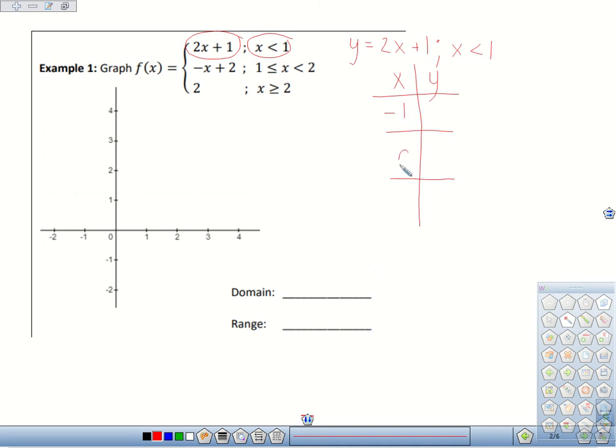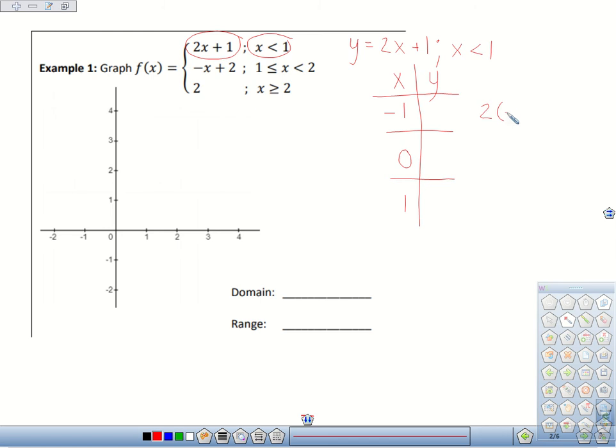But remember, you always want to go up to whatever this number is. You want to include that in your table. So I usually do 3 values. You could do 4 if you wanted to, if you wanted to give a little more information. Okay? So now I'm going to plug each of these values into my equation.